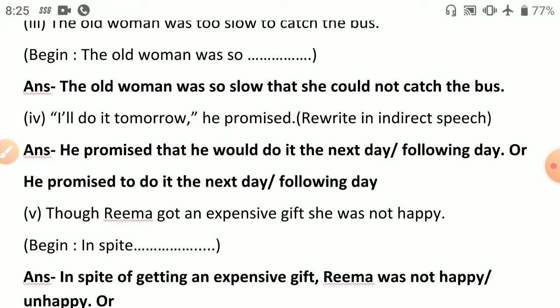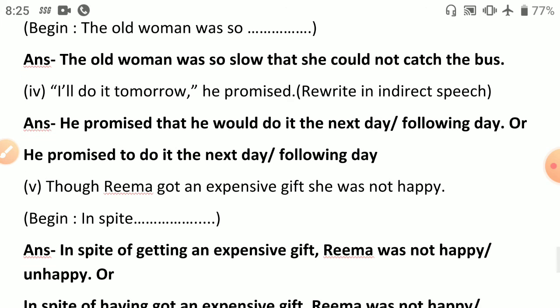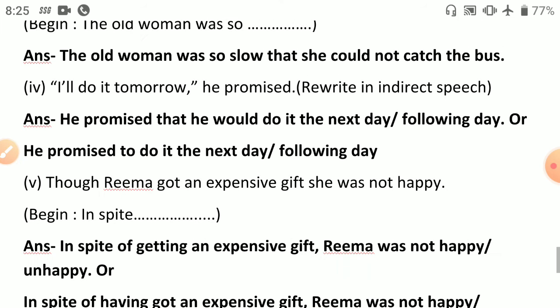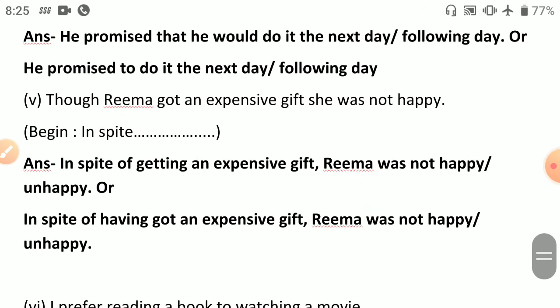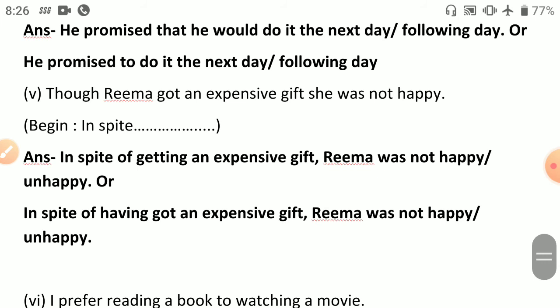Fourth: I will do it tomorrow, he promised. It's a very direct question they have given, to rewrite in indirect speech. So indirect speech: he promised that he would do it the next day or the following day. That can be done, because tomorrow in indirect speech becomes the next day or the following day. He promised that he would do it. You can also use an infinitive in this: he promised to do it the next day or the following day. That is also fine.